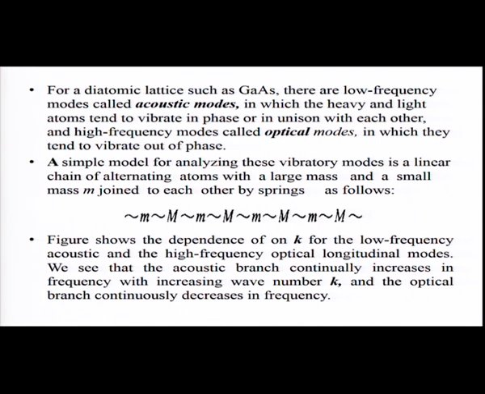And similarly, these atoms may also vibrate out of phase. A simple model for analyzing these vibratory modes is a linear chain of alternating atoms with a large mass M and a small mass m joined to each other by springs. So, this is the spring type of arrangement shown in the diagram.